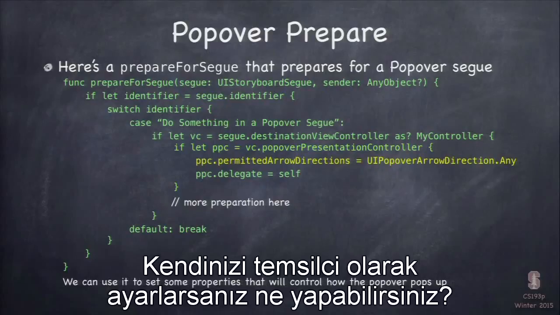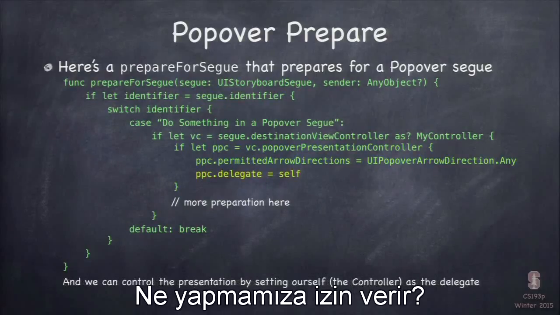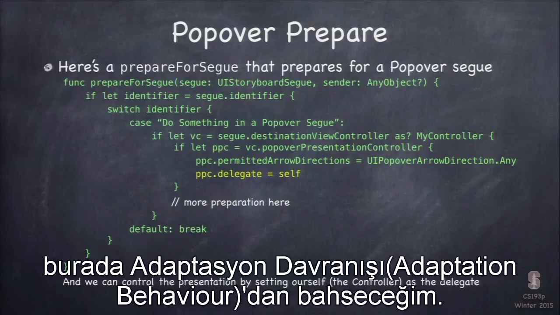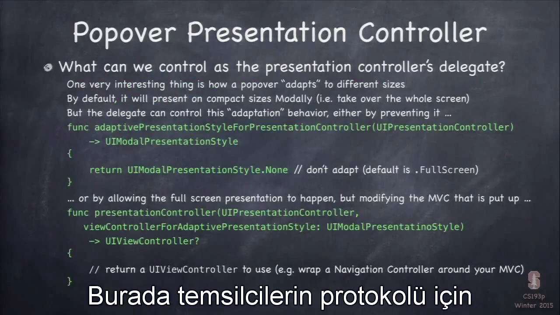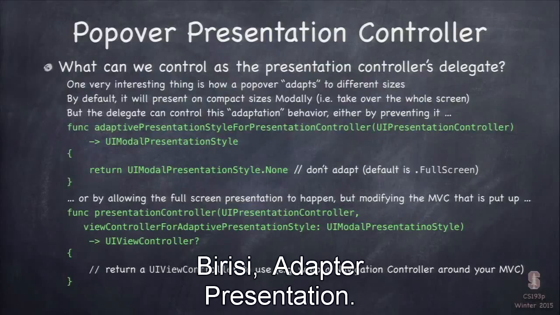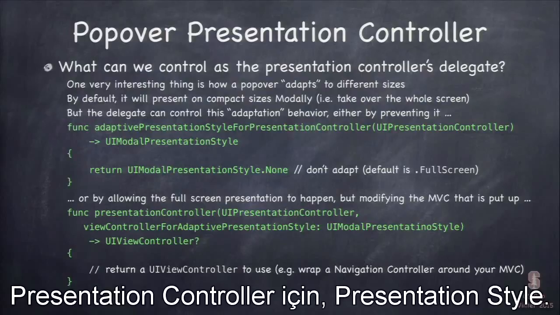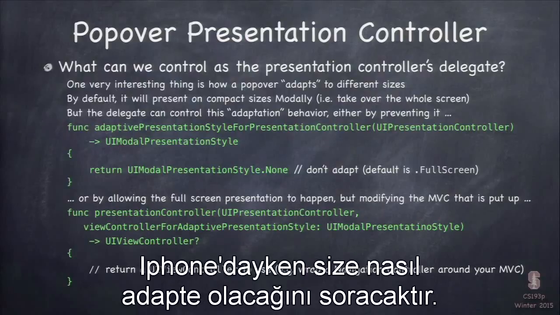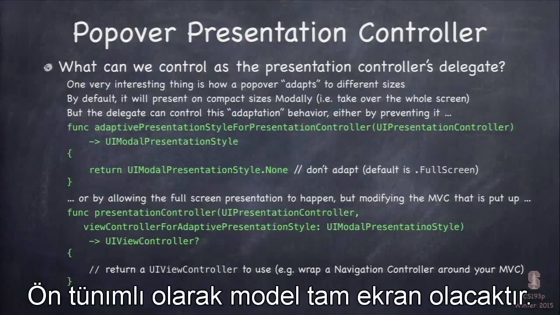Okay? So when you set yourself as the delegate, what is it going to offer to let you do? Well, there's a number of things, but I'm going to talk about this adaptation behavior. So here are two methods that are in the protocol for the delegate there. One is called adaptive presentation style for presentation controller. So when the popover is trying to present, it's going to ask you, how do you want me to adapt if I'm on an iPhone?